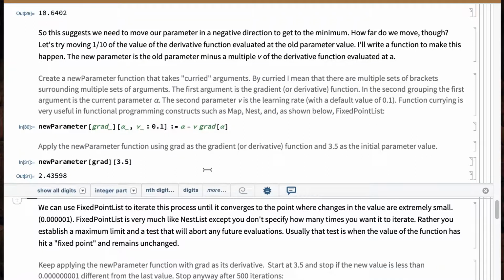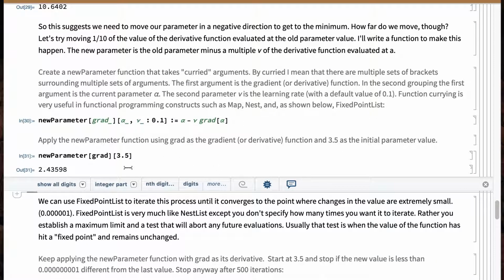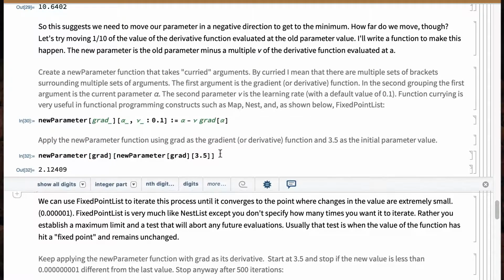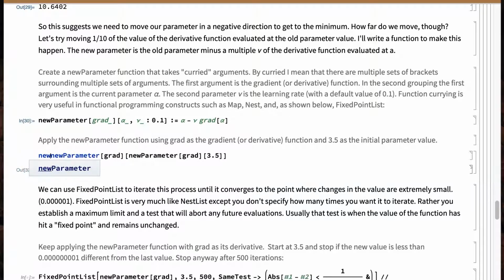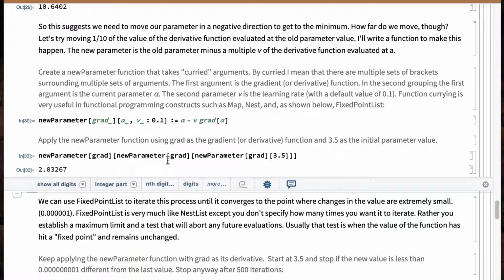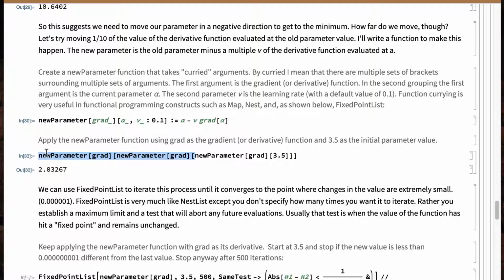Okay, so now let's just do that over and over again. For example, what if I said, what is new parameter of grad of that? And it would tell me, oh, that's 2.12. And what is new parameter of grad of that? And it would tell me that's 2.03. So I could just keep doing that over and over and over again and hope for the best.